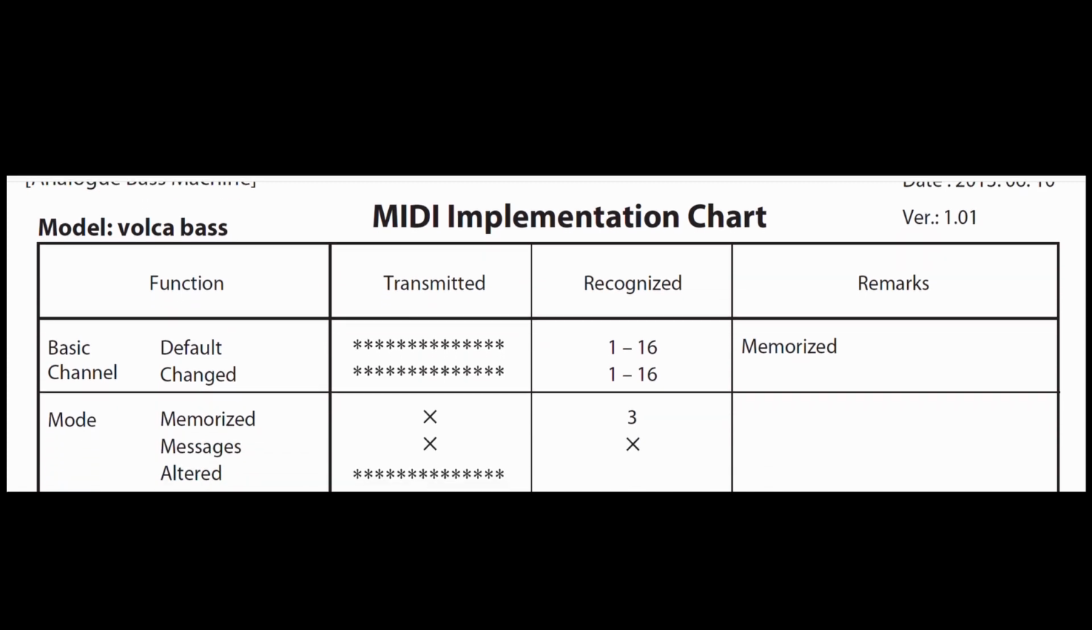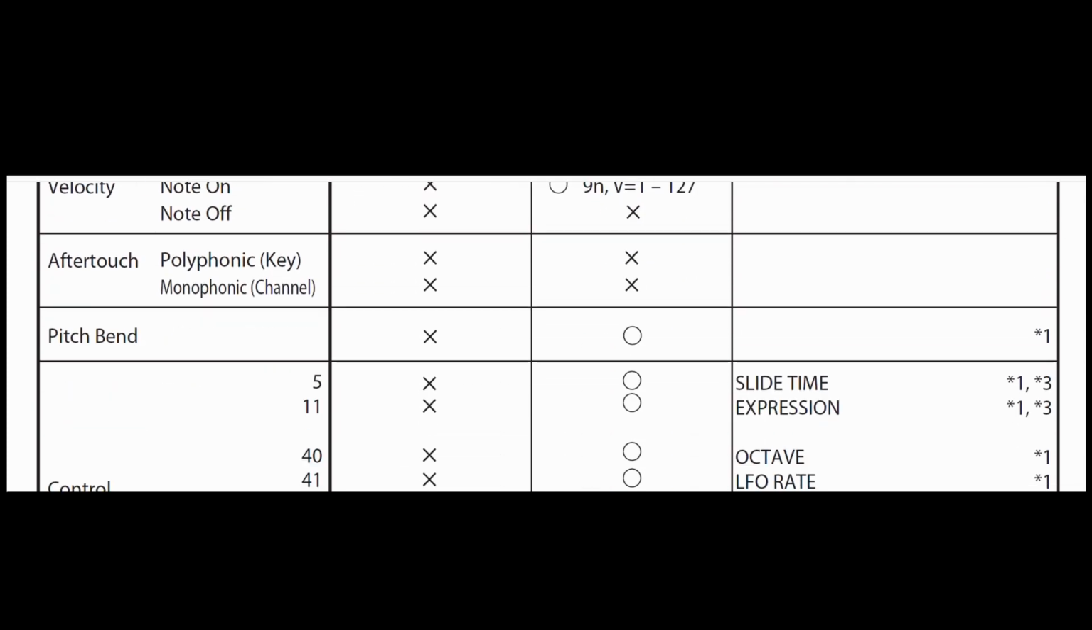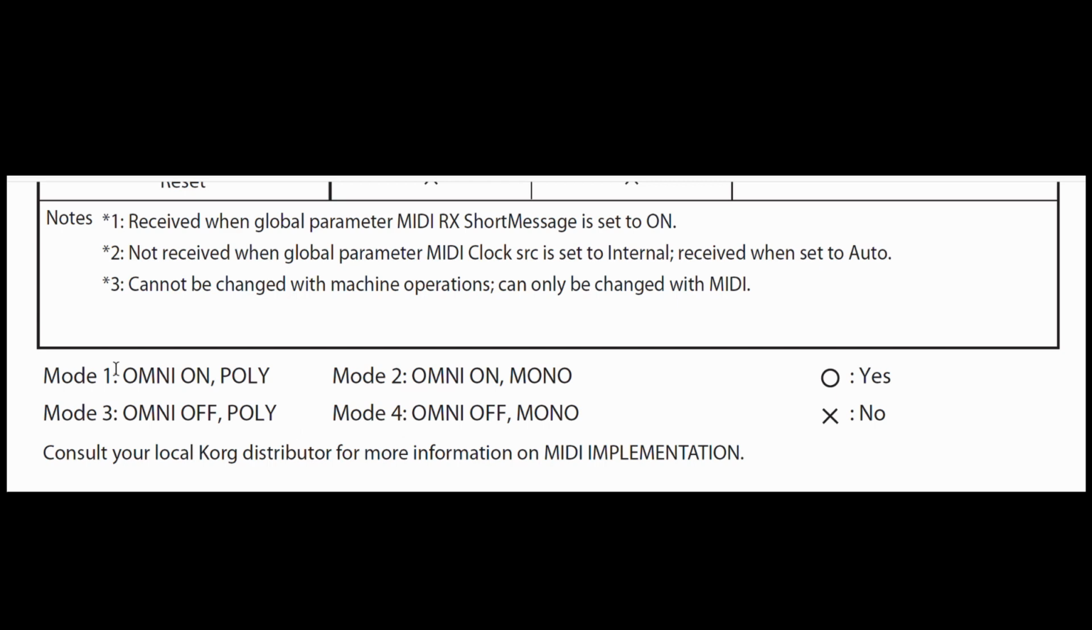Okay, next we have mode. And mode refers to actually a small chart at the bottom. Here we go. We're zooming all the way to the bottom here. And you'll see here mode 1, omni on poly, mode 2, omni on mono. And what this means is, does it receive on all channels at once, or can it receive on only one channel? So omni on means that a device can receive on all channels simultaneously. This instrument cannot do that.